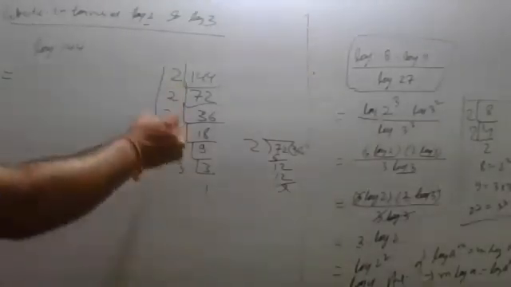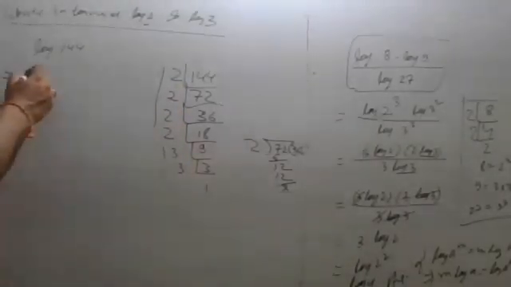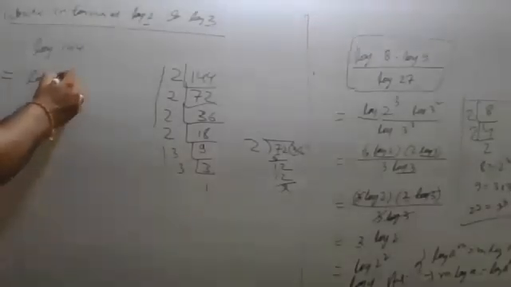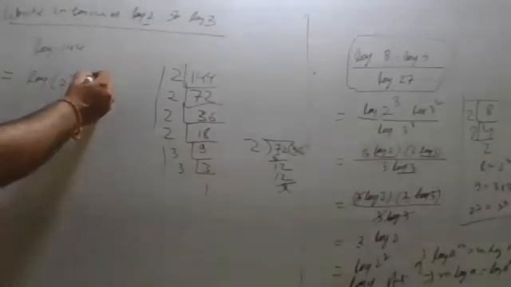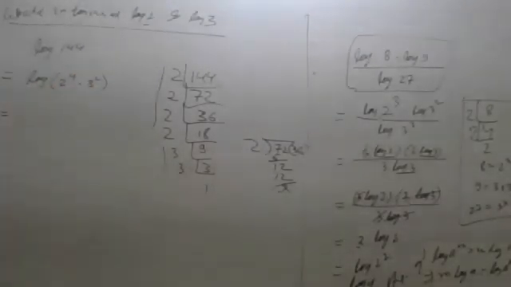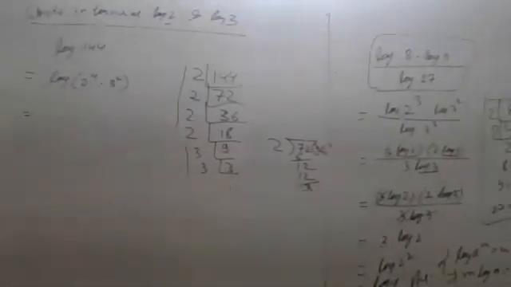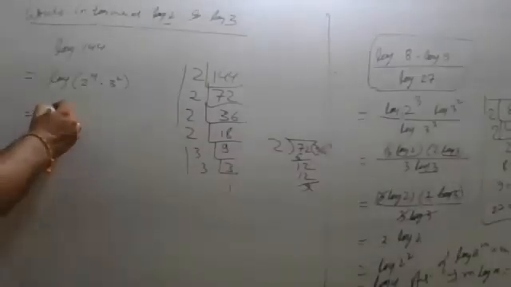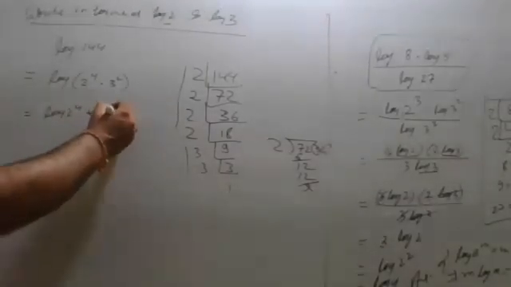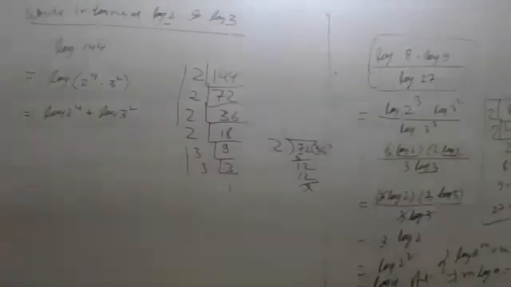So what are the factors? 2 to the power 2 into 2 to the power 2, that is 2 to the power 4 into 3 square. We will write that as log 2 to the power 4 plus log 3 square. Don't read it as 3 to the power 2, read it as 3 square. Read again: log 2 to the power 4 plus log 3 square.